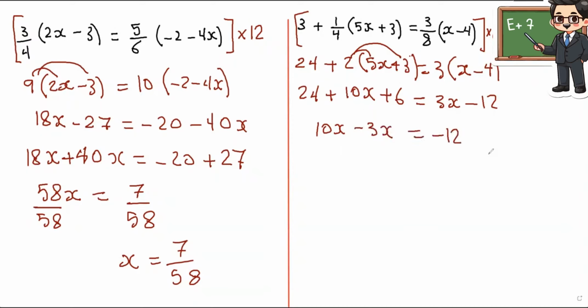You're going to bring the 24 and the 6 to the right side. We know they have to change signs, so minus 24 minus 6. Now 10x minus 3x is 7x. Negative 24 minus 6 is negative 30, minus 12 is negative 42. So now divide both sides by 7. x equals negative 6.